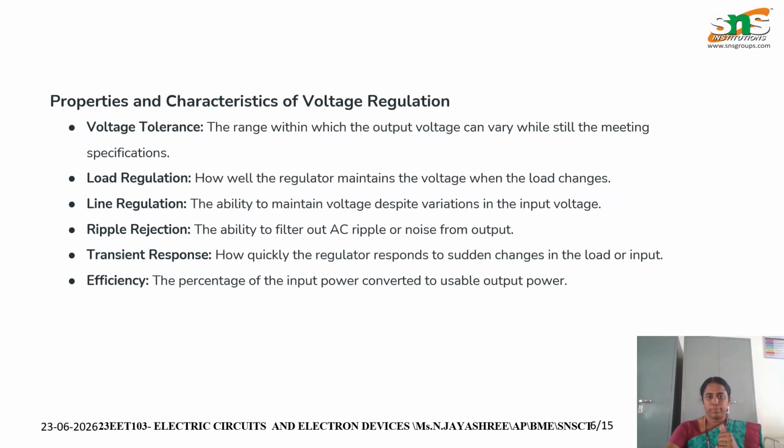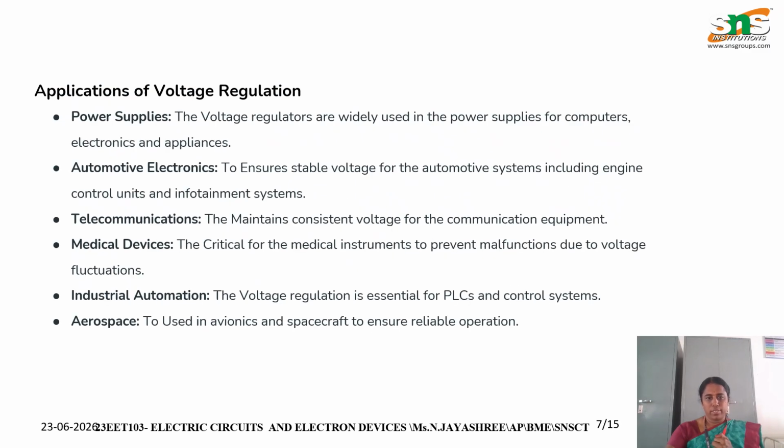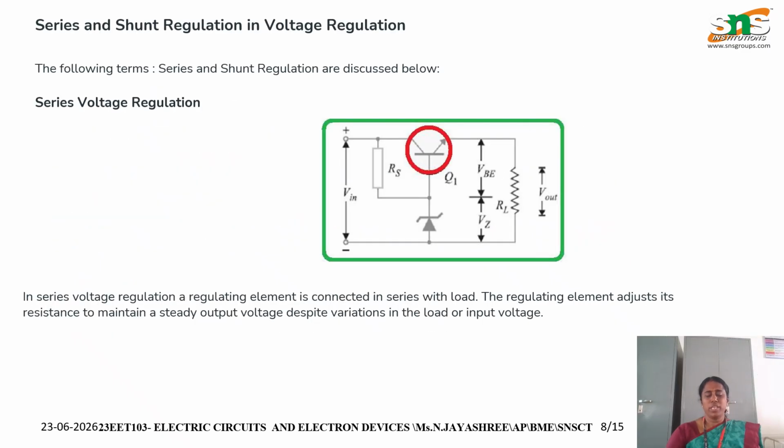So these are the properties and characteristics of voltage regulation: voltage tolerance, load regulation, line regulation, ripple rejection, transient response and efficiency. These are the various applications of voltage regulation: power supplies, automotive electronics, telecommunications, medical devices, industrial automation, and lastly aerospace.